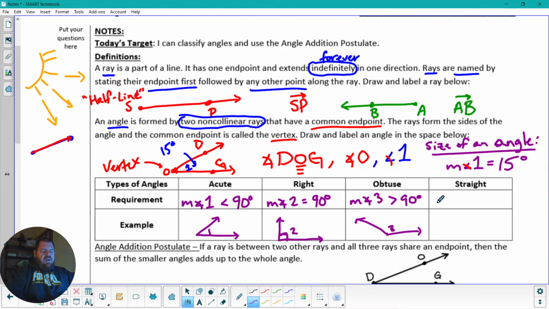And then a straight angle, I don't really like the term straight angle, but it comes up enough that we should know what it is without focusing on it too much. It builds a straight line, which means that its angle is equal to 180 degrees. And it would look like this.